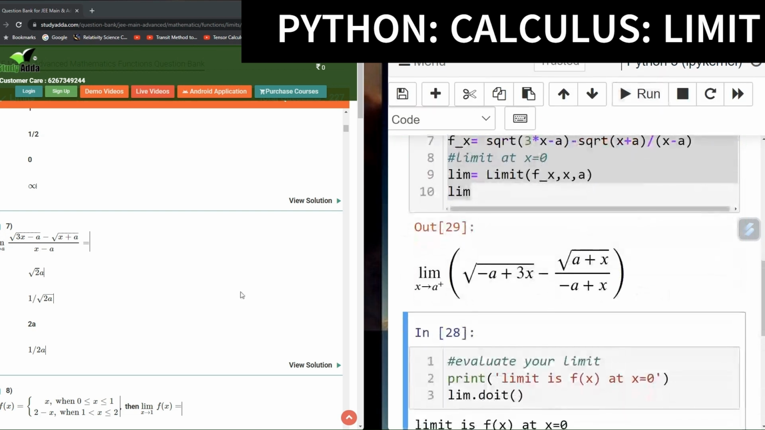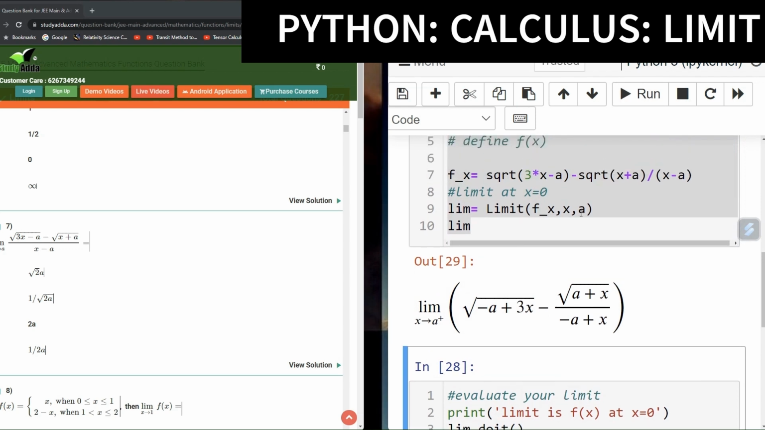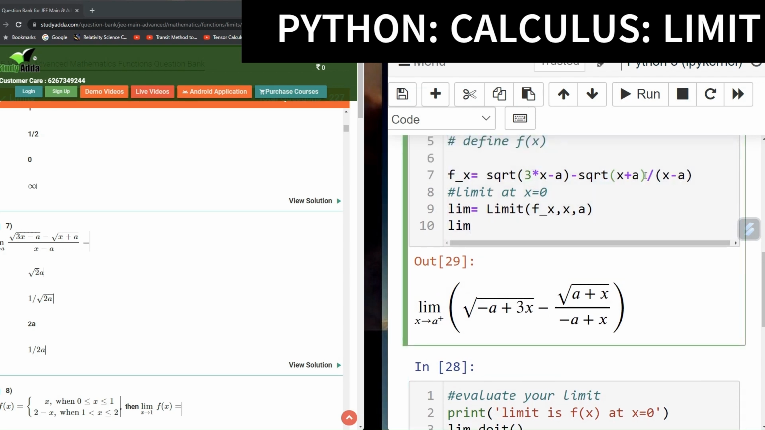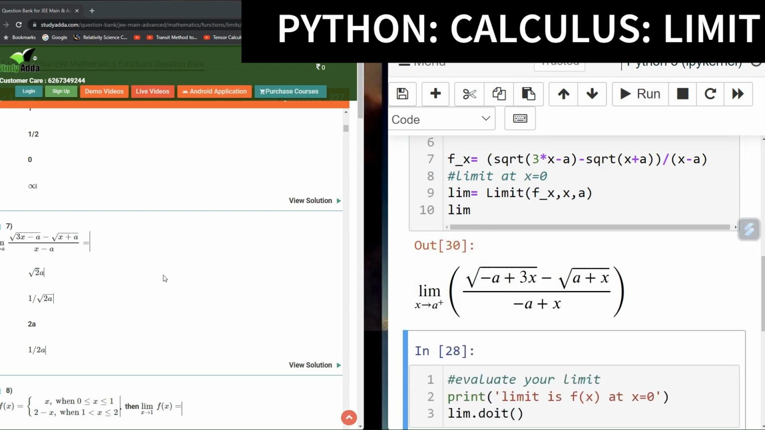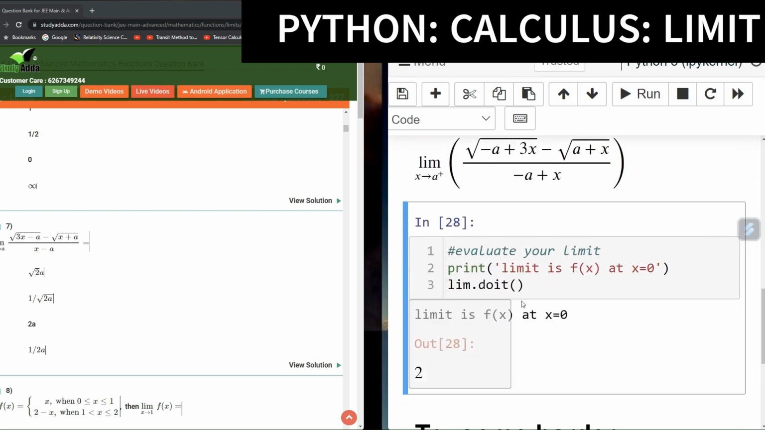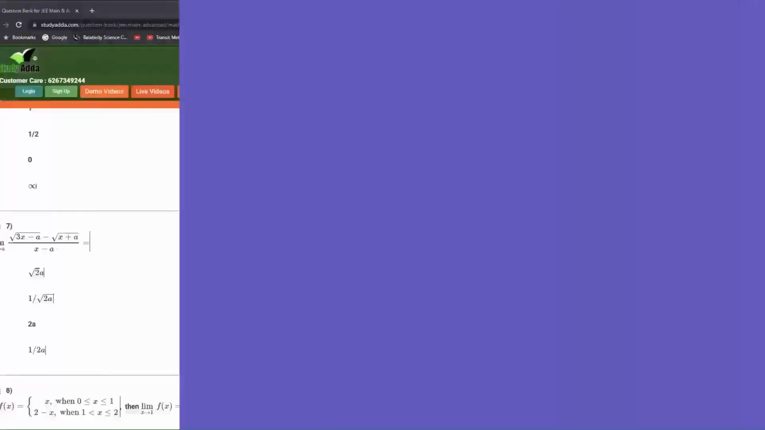So now run it. You can see that there is some mistake happening here. You have to divide by the whole. Okay, so we have to evaluate this expression. Now let's run it at x equal to a.